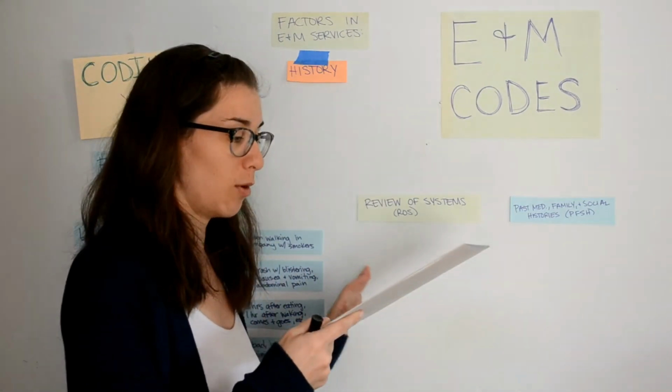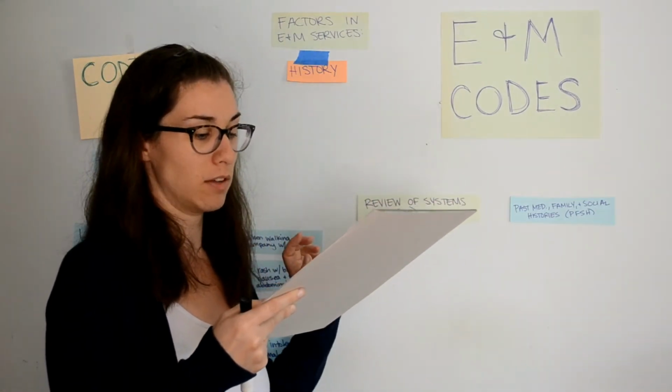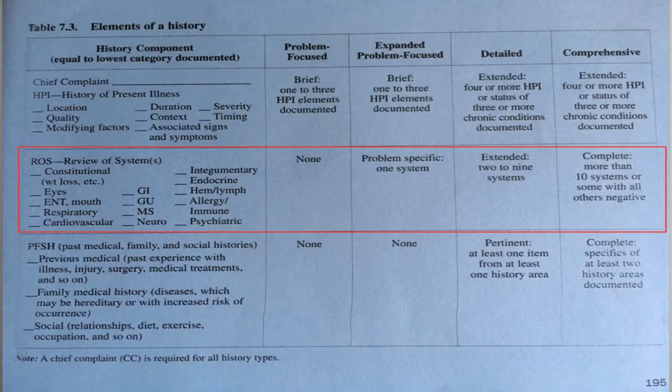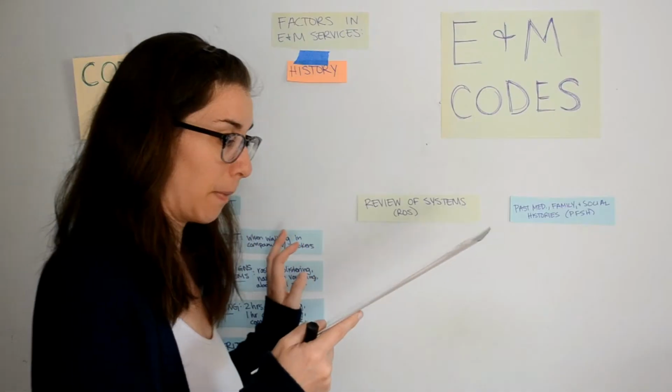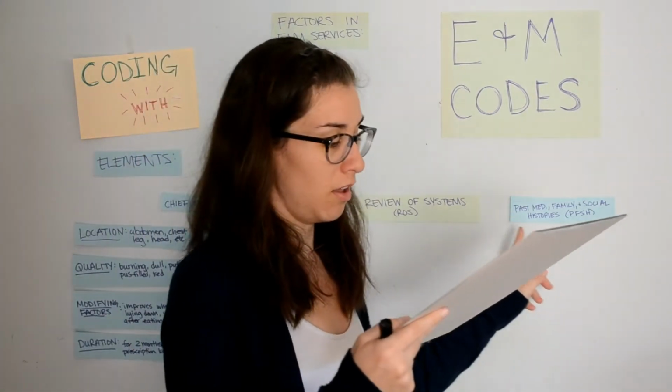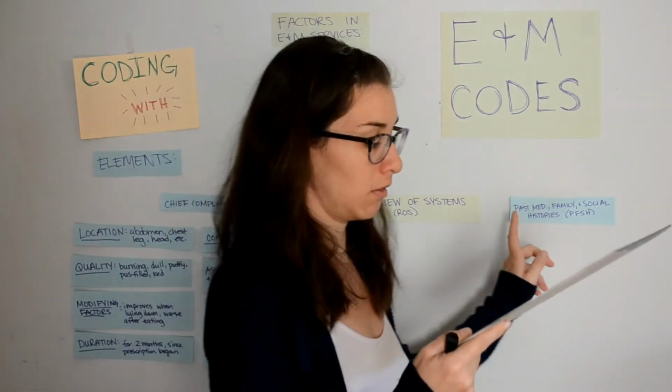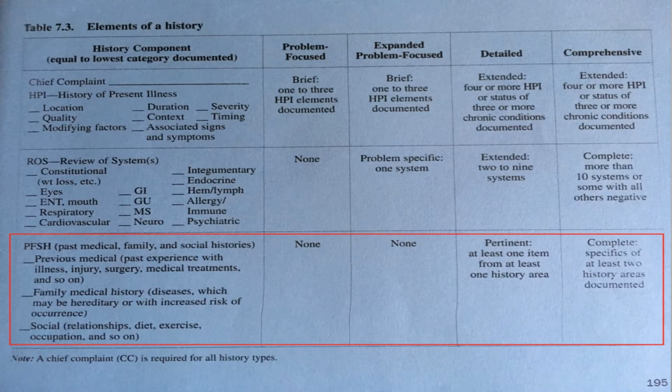That's it. So that would be expanded problem focused, I guess. A detailed review of systems would be if they looked at 2 to 9 of those body systems. A comprehensive would be they looked at more than 10 systems, or some with all others negative. I don't know what that means. Then we get on to our PFSH, past medical, family, and social histories.